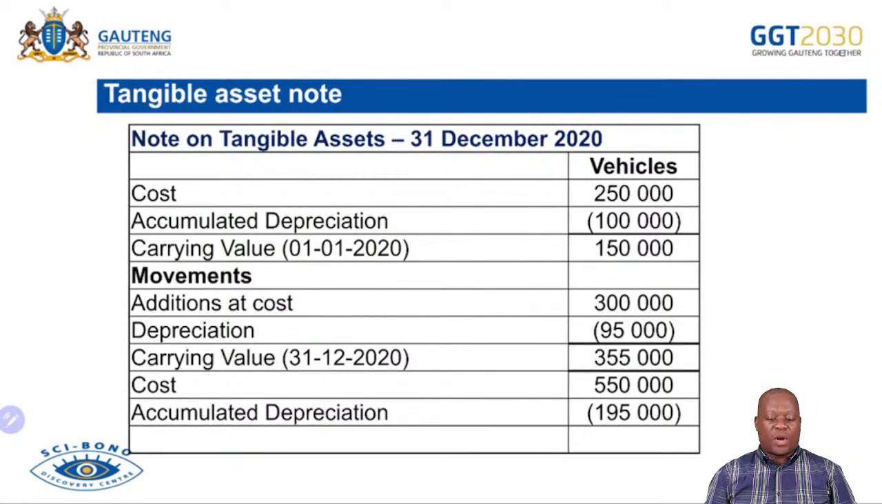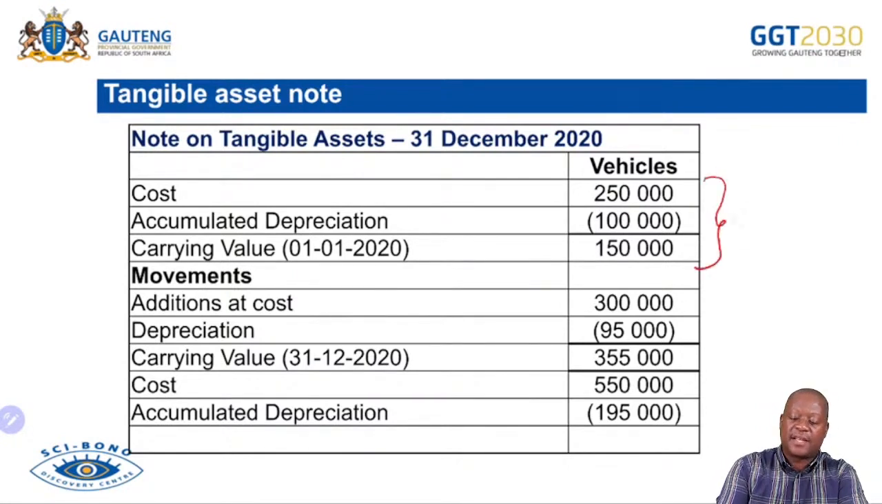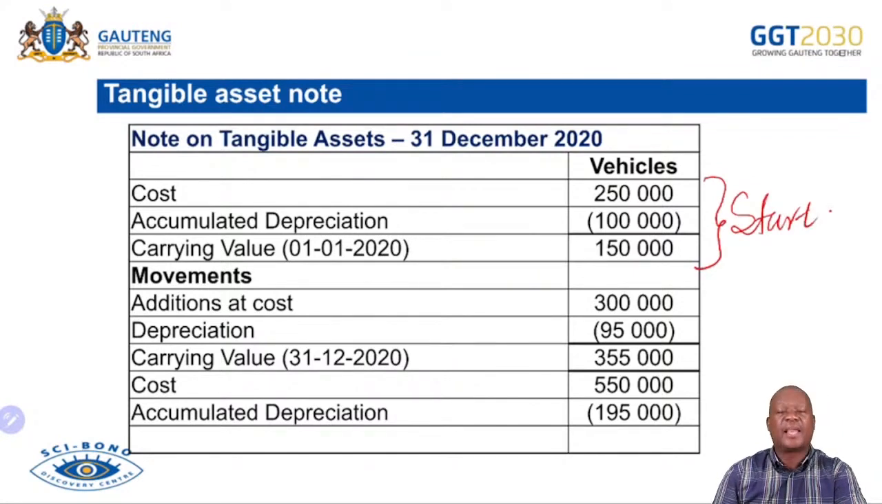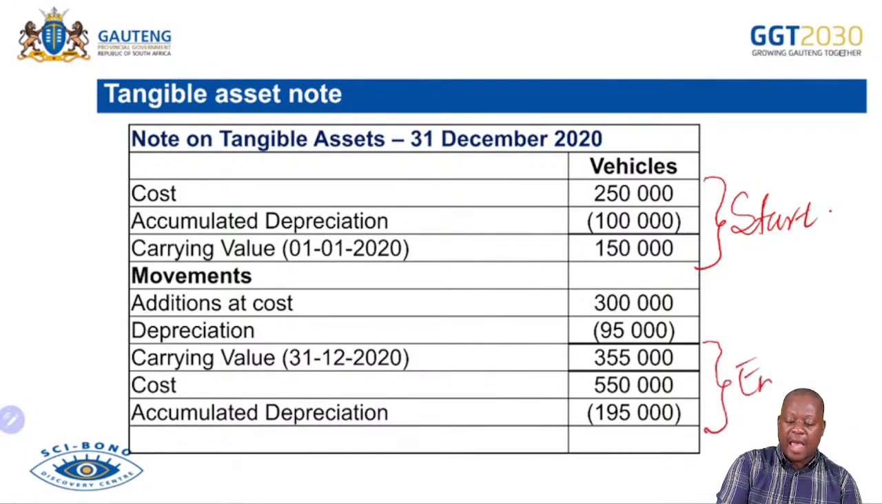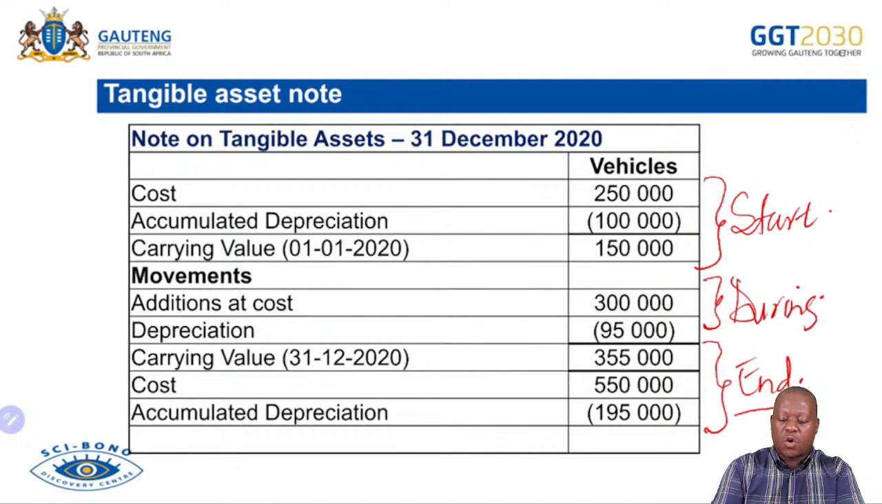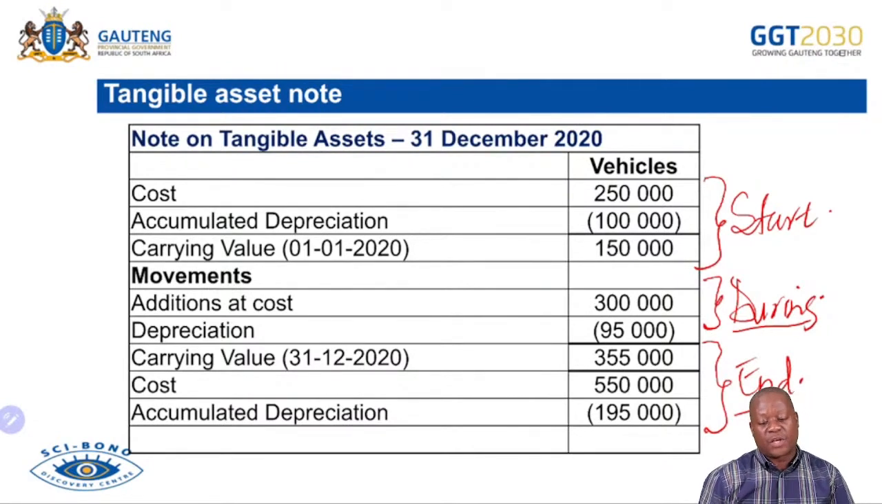How is it going to appear when we take it into the tangible asset note? Please take note. We have this part which represents the start of the year. This is the beginning of the year. And then we also have this part which is representing the end of the year. Now, having our start and the end, there is somewhere in between where we have got information for things that happened during the year. So whatever takes place during the year affects our balances at the start and informs us of the new balances that we are going to have at the end. Let's look into the cost to start with.